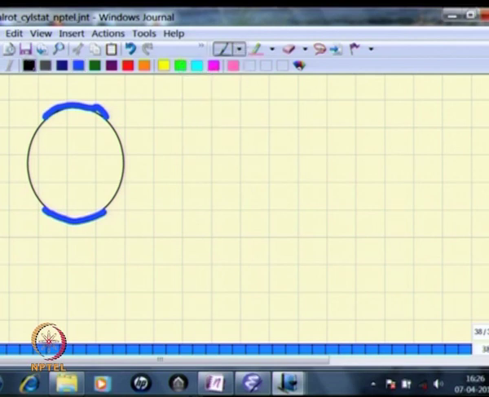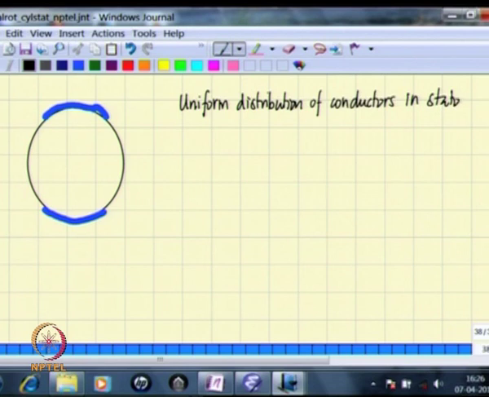We can say that there is a uniform distribution of conductors in the stator. Let it therefore be equal to Z conductors per radian.